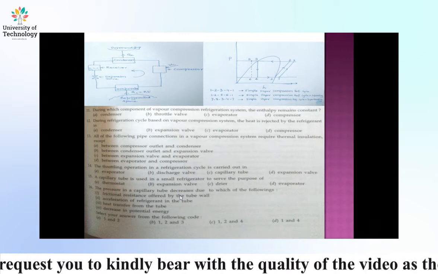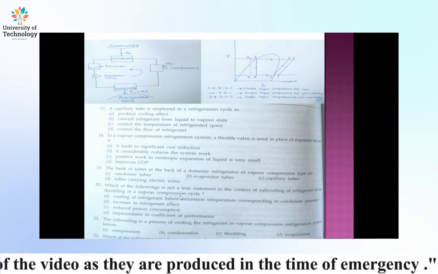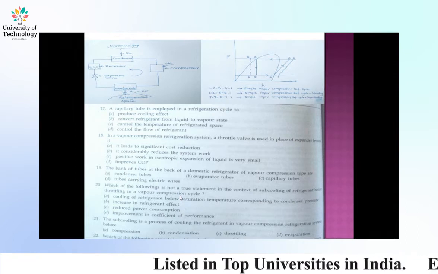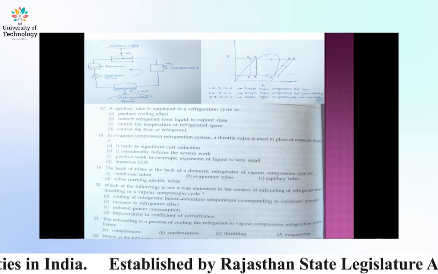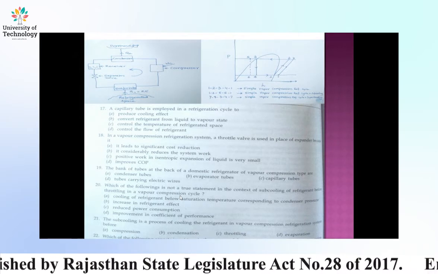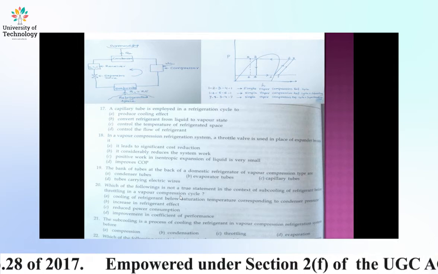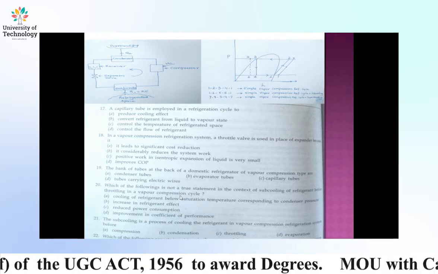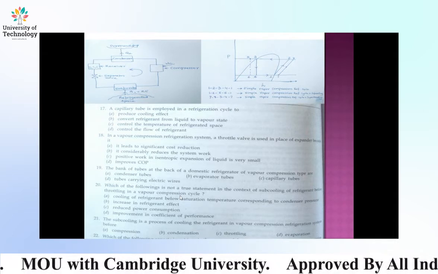Now question number 17. A capillary tube is employed in the refrigerant cycle to: one, produce cooling effect; two, convert refrigerant from liquid to vapor state; three, control the temperature of refrigerated space; four, control the flow of refrigerant. So option D is correct because it is a narrow tube which controls the flow, so expansion of fluid takes place. So option D is correct for question number 17. A capillary tube controls the flow of refrigerant.